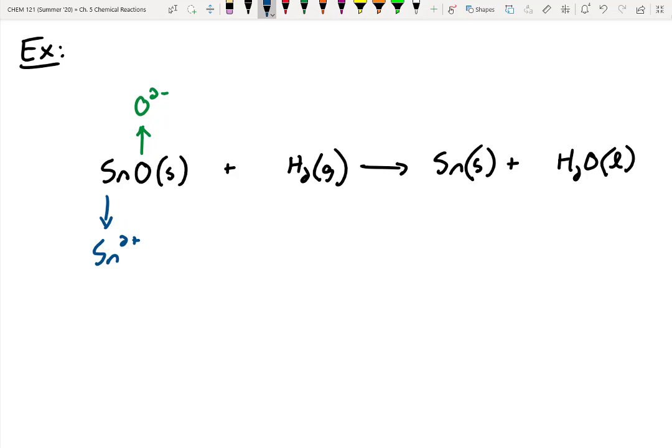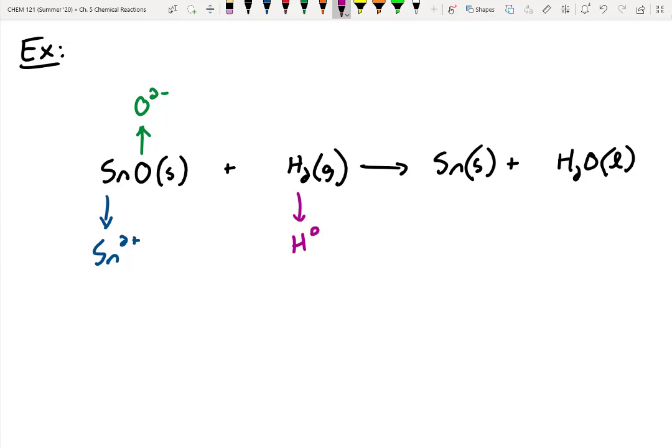Next, we'll go to our hydrogen. And this hydrogen right here is elemental, right? It's just hydrogen. So I'm just going to write this as H0, right? So that little 0 superscript is just saying that the charge here, or the oxidation number, is going to be 0. This is how I like doing it.